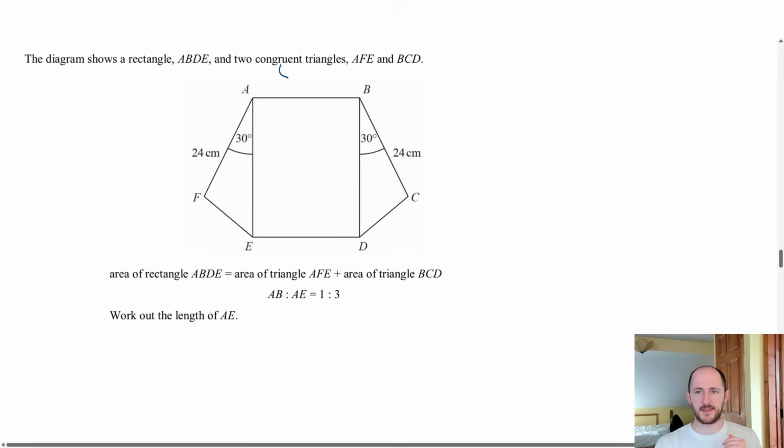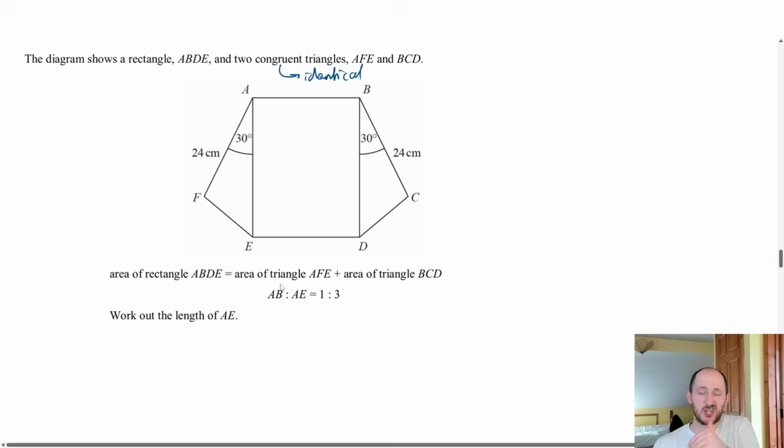Remember, congruent means that they are identical, so they are the exact same. Imagine copying and pasting, right? If I selected this, copy, paste, that's basically what's happened. They've just rotated it, that's completely fine. And they tell me that the area of this middle rectangle is equal to the area of the 2 triangles added together, and they give me a ratio, work out the length of AE.